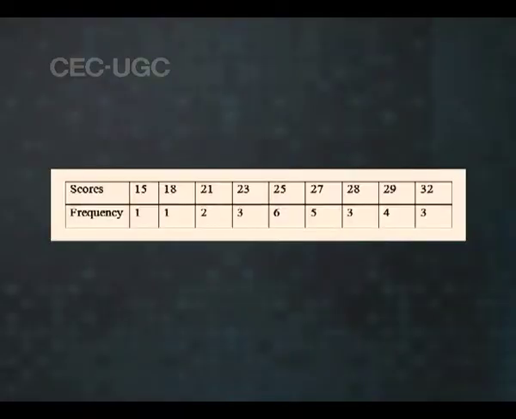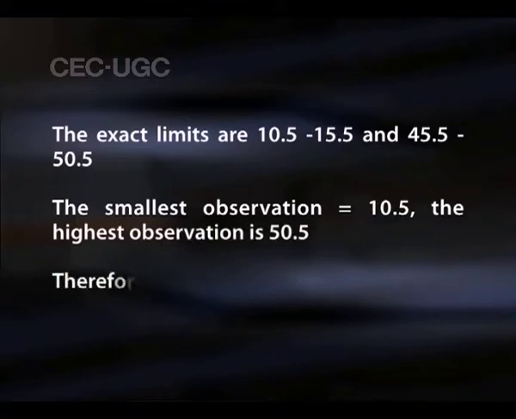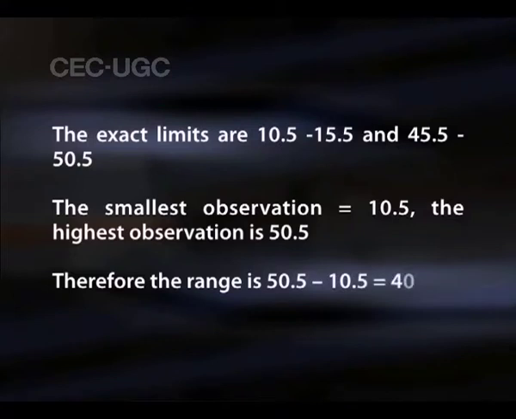Find the inclusive range in the grouped data below from the table. From the table, class intervals are given in the first row and frequencies are given in the second row. Here, the lowest interval is 11 to 15 and the highest interval is 46 to 50. The exact limits are 10.5 to 15.5 and 45.5 to 50.5. The smallest observation is 10.5, the highest observation is 50.5. Therefore, the range is 50.5 minus 10.5, that is 40. Note that the inclusive range is always higher than the exclusive range by 1.